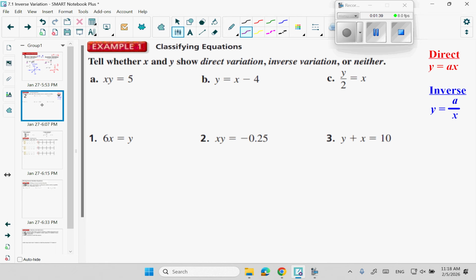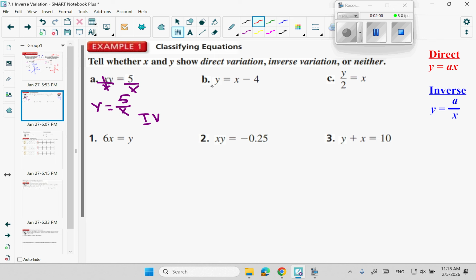Here we have xy equals 5. So I want to get y by itself, so I'm going to divide both sides by x. So now we have y equals 5 over x. Y is by itself. I'm dividing. That looks like an inverse variation pattern.